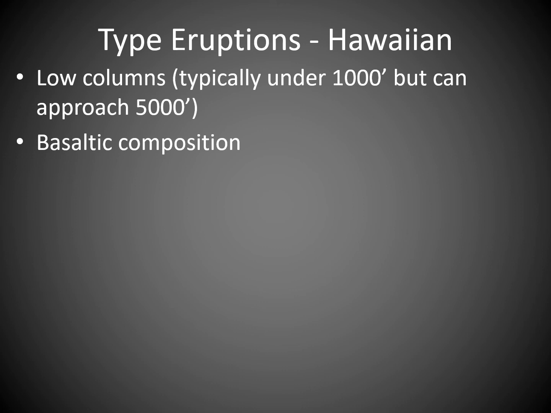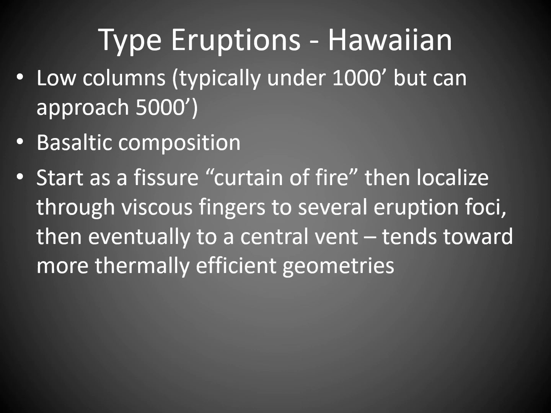Eventually, the volatiles will bleed off the top of this magma body and will be followed by lava flows. So it starts out as a curtain of fire, localizes down to a vent that's producing a low column of material, and eventually the material just oozes out of the ground rather than forming any column at all. And I'll show you some photos of this here in a second.